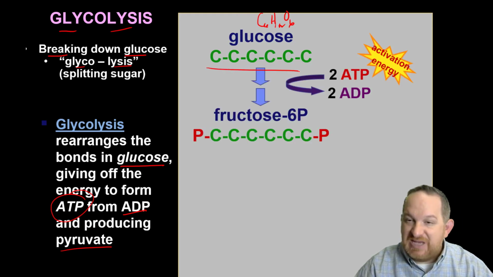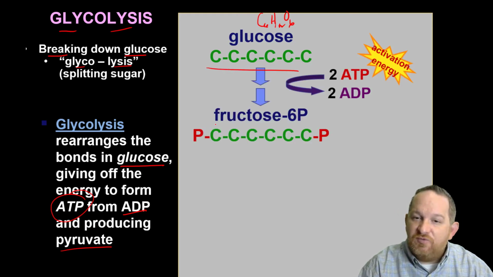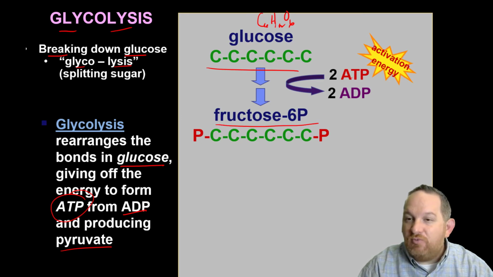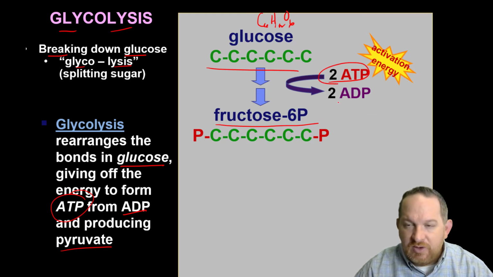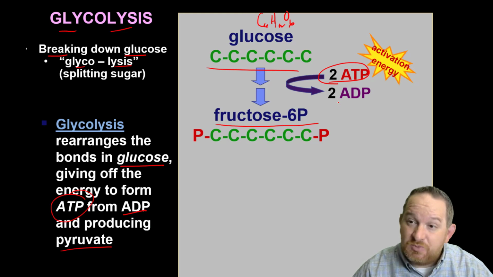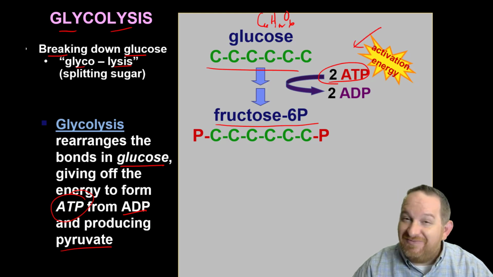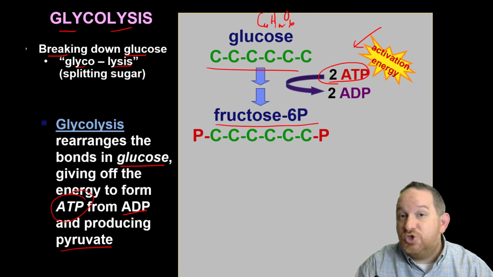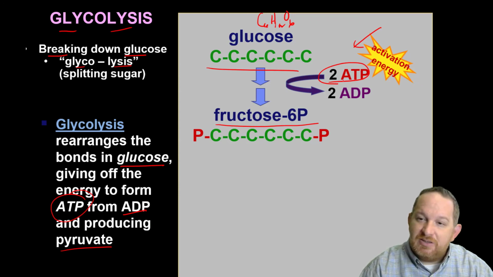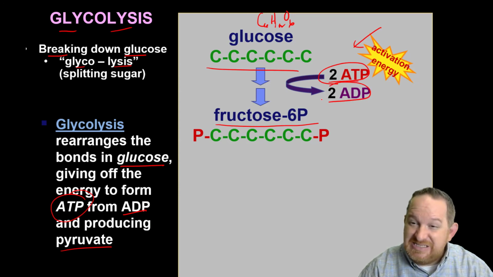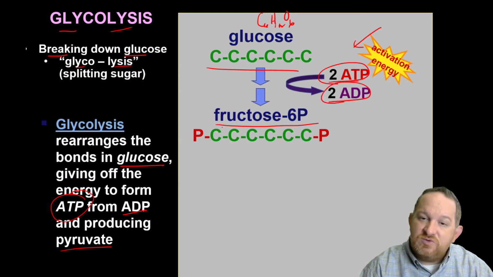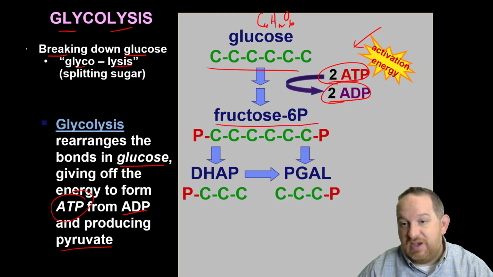Through a series of steps, we'll break it down to fructose 6-phosphate, or we'll actually do some rearranging. That requires ATP energy. Wait, Herder, I thought we were making ATP energy. Yes, we are. But we actually have to put in a little activation energy first. We got to invest a little ATP so that we can get a bigger payoff of ATP in the end. So we've invested a little ATP. That ATP went down to ADP. And you see that we're now left with fructose 6-phosphate.